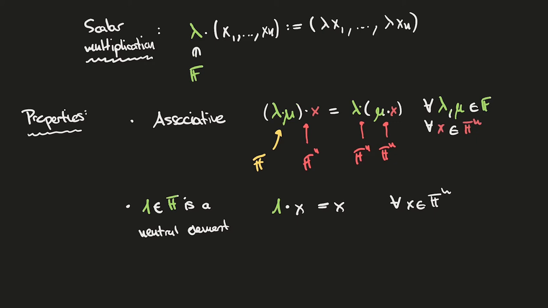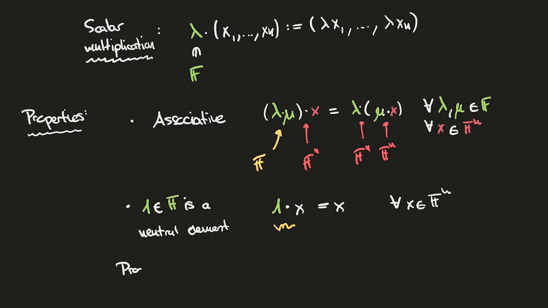Then what this equation is saying is that scalar multiplying the neutral element for multiplication in our field F with some element x of Fn just gives back that element x of Fn. So in other words, the multiplicative neutral element from our field F is also a neutral element for the scalar multiplication in Fn.